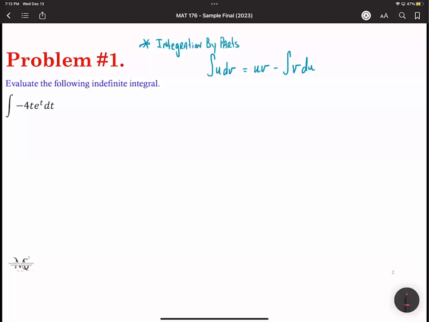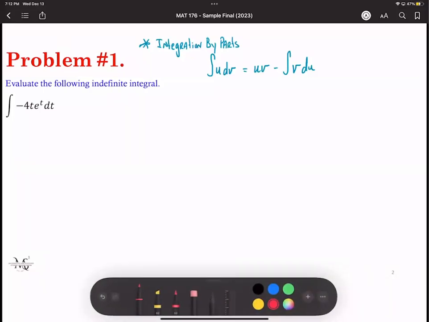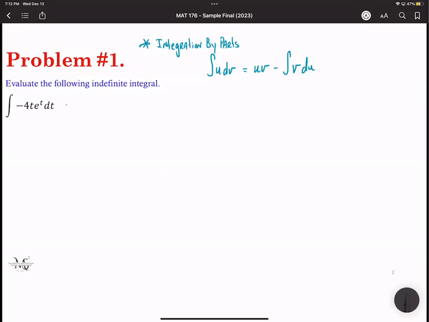So in this problem, just to make my life a little easier, I could pull the constant multiple out, right? So instead of saying I have -4t e to the t dt, I could pull the -4 out and just have the integral of t e to the t dt. So now this makes it easier for me. I could say let u be equal to t and let dv be e to the t dt.